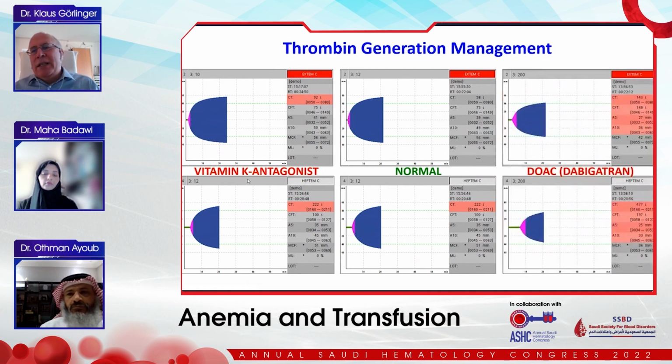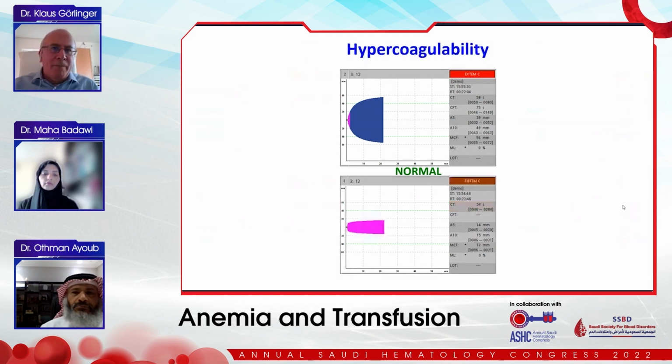And on the right side, we see there's a prolongation of both the extrinsic time, much more even than in warfarin, and also of the intrinsic clotting time. That's a typical picture of a DOAC, because here we see there's something in the common pathway. So it must be factor 10 or factor 2. And here, for example, this is a dabigatran effect.